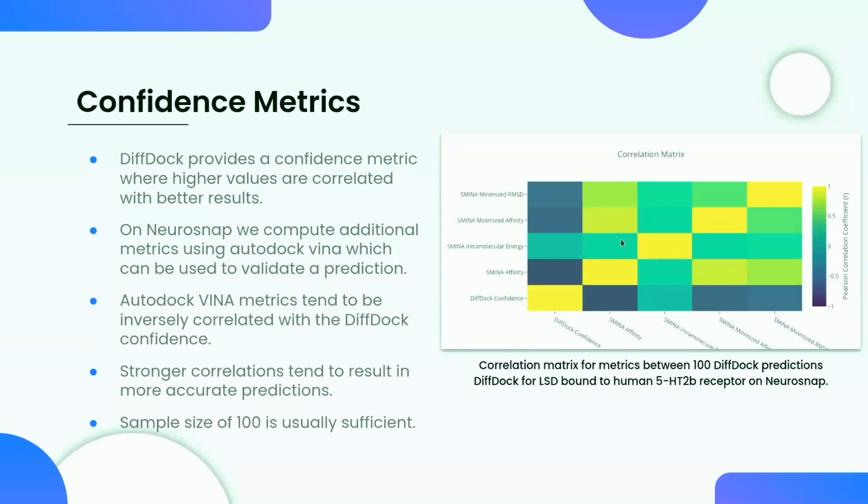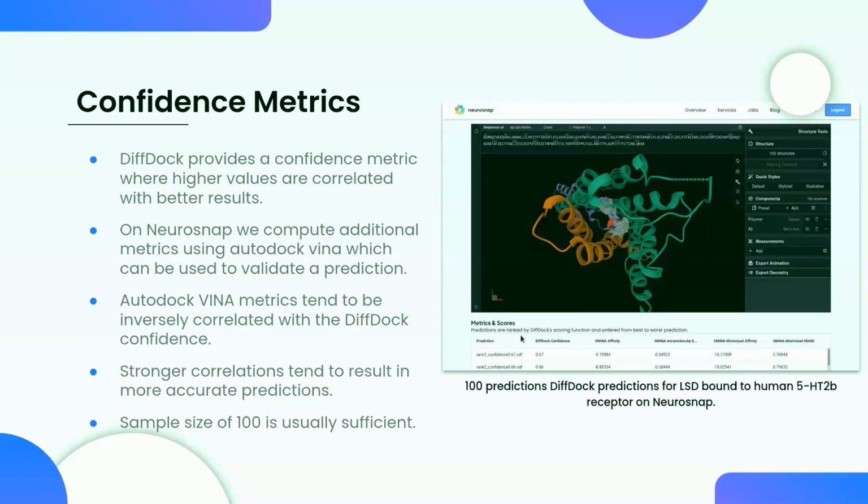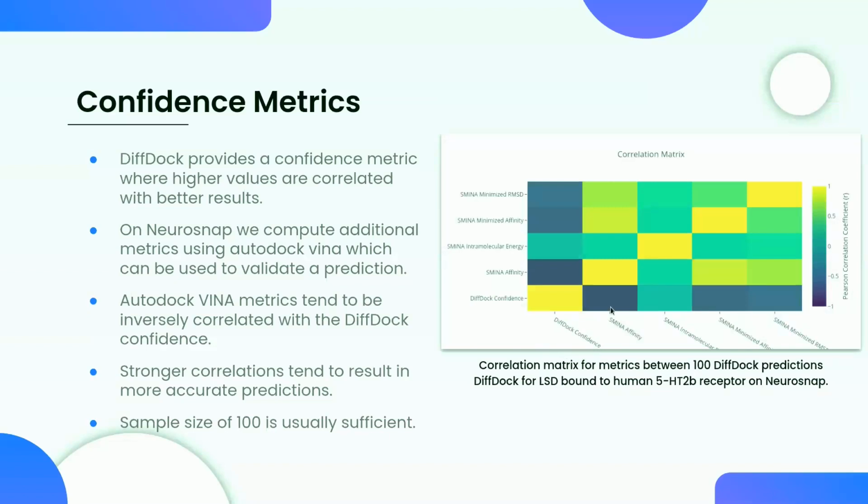Over here is a correlation matrix of the different metrics outputted in the prior case. And we see that there's a pretty strong inverse correlation with the DiffDock confidence, with the exception of the intramolecular energy. So in this case, it seems like it's a very good prediction.